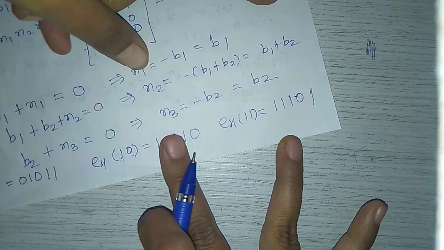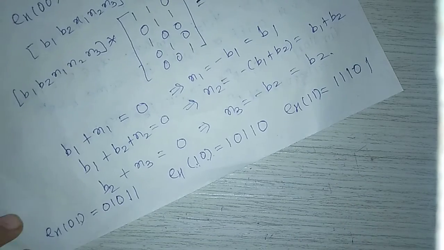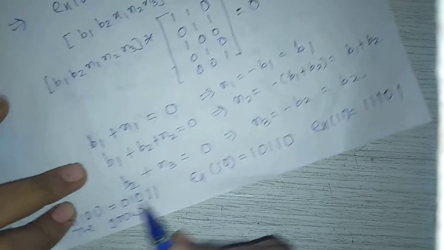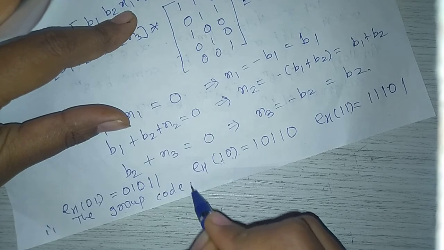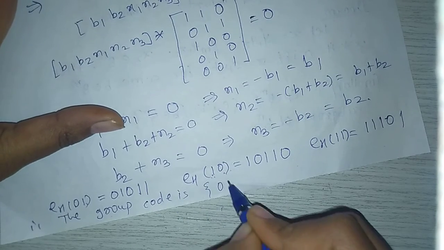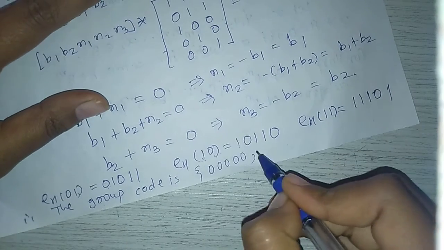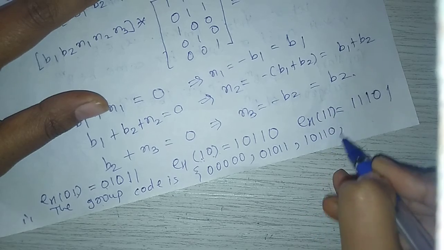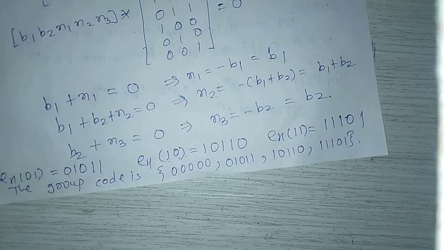These are nothing but the code words. Therefore, the group code is: first the identity element, next 01011, 10110, 11101. Here we stop.